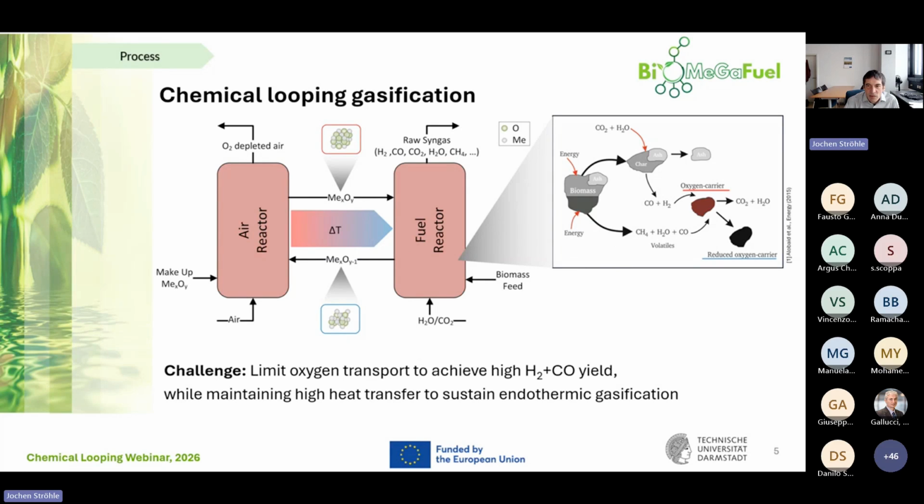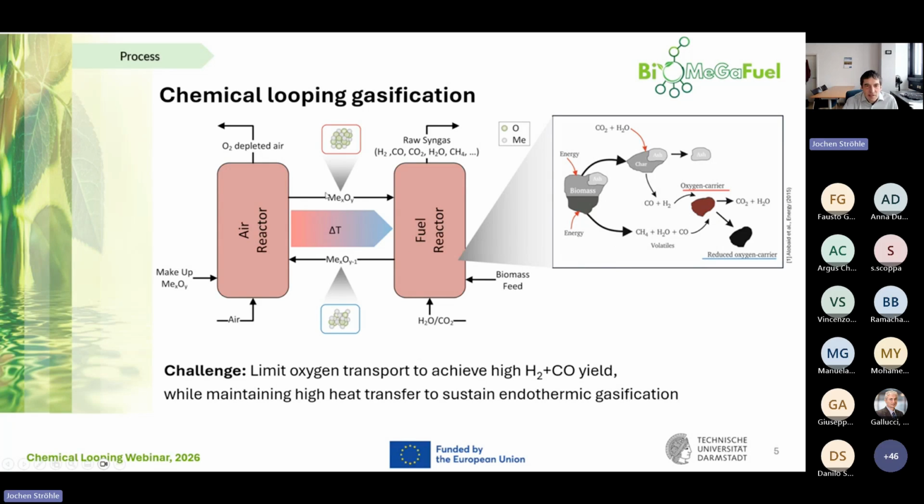But let's say we have one main challenge inherently in the process, which is that it is desired to limit the oxygen transport from the air reactor to the fuel reactor. If we have a high oxygen transport, we have the problem that too much of the syngas is converted to CO2. This we don't want. We want as much syngas as possible at the exit of the fuel reactor, which means as much hydrogen and carbon monoxide as possible.